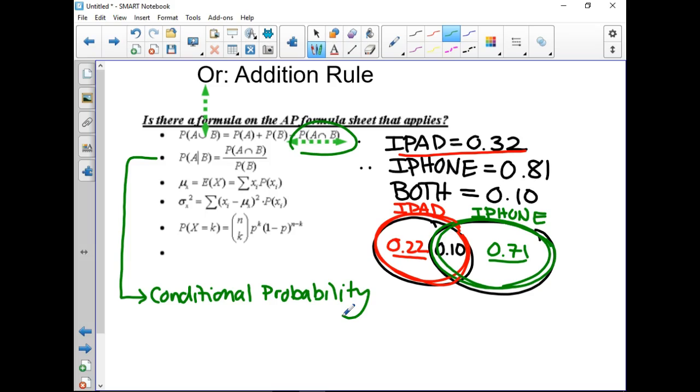Conditional probability. Ladies and gentlemen, again, I'm getting a little too much talking right now, and I'm trying to keep us focused since I'm taping.